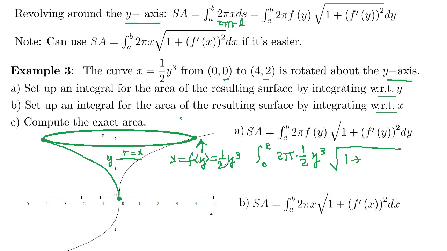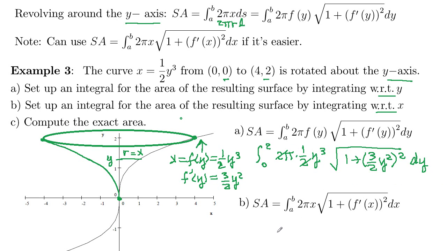So if f of y is 1/2 y cubed, then f prime of y is going to be 3 times 1/2, which is 3 halves. Decrease your exponent, y squared. And so that's our f prime of y, so 3 halves y squared. And that gets squared. And then dy. So that's the setup for part A. Notice our 2's cancel here, so that makes it a little bit nicer.